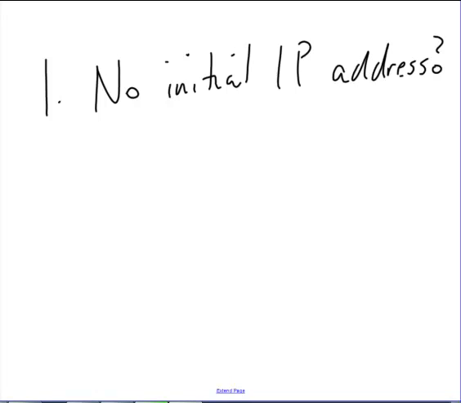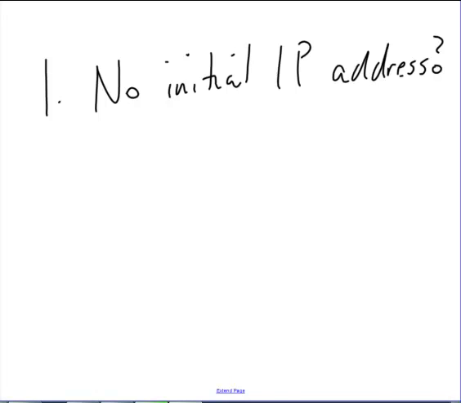Once again, this is the idea of when your computer first connects to the internet or to the network, it doesn't have an IP address. This means that it can't receive IP packets because there is no IP address to be the destination. So that's one problem we have to get past.